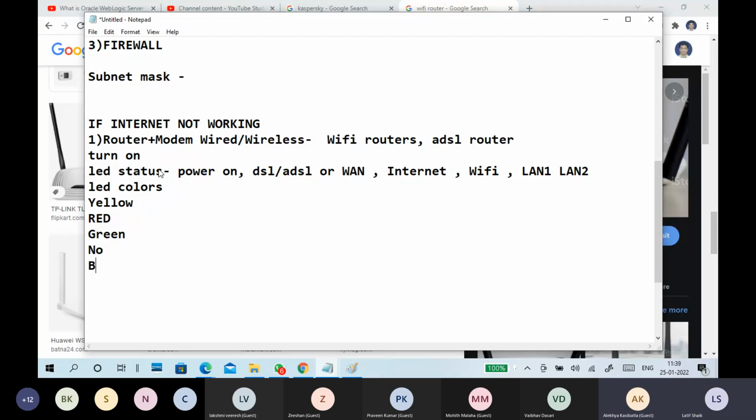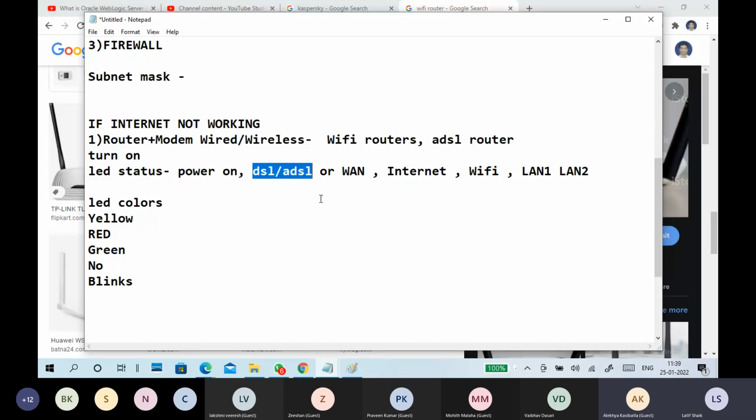Okay, blinkings also you have to verify. It depends on router to router. Make sure that the power on LED is there. If you have multiple LEDs, possible LEDs are there, like a power on LED. Does it turn green or not? Green always indicates the on condition. Okay, turned on or not.